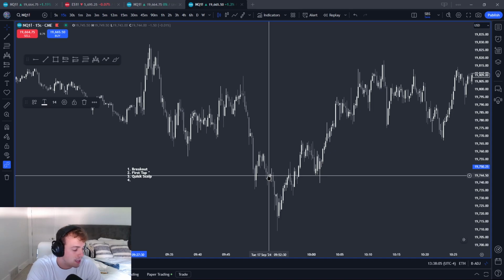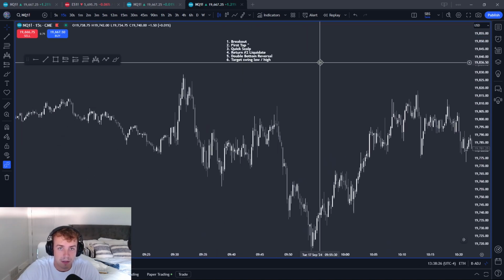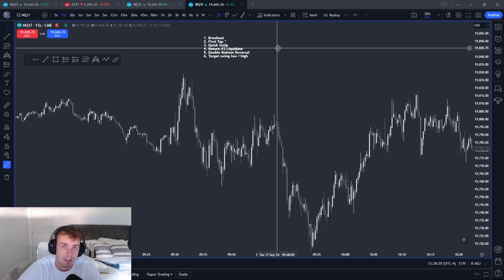Number 4, you return back to number 2 and liquidate number 2, okay? So you liquidate that first tap. 5, double bottom reversal, okay? And then 6 is you target the swing low / high, okay? So this is our entry model, okay? And this is the regular SBS model.